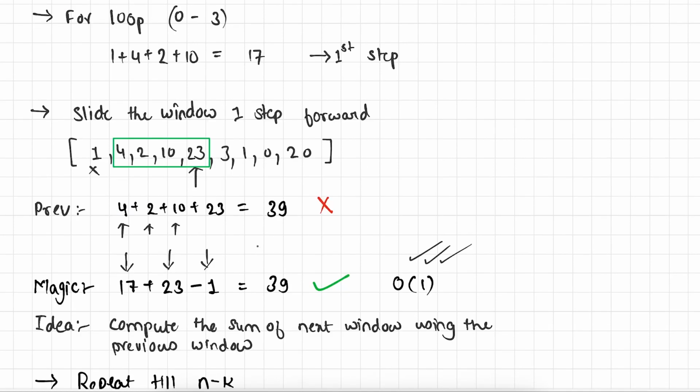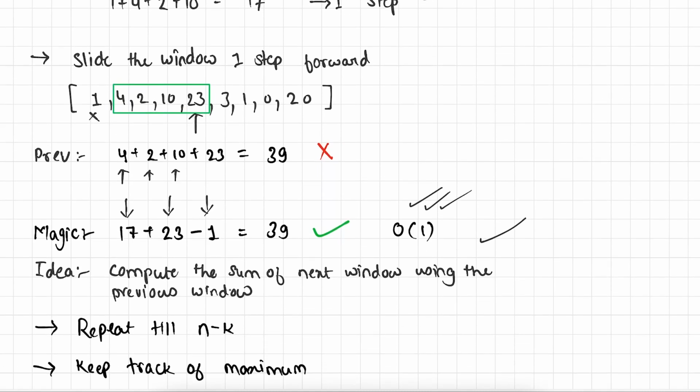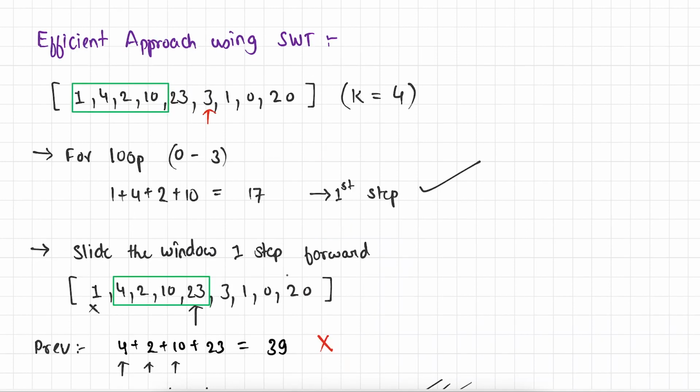So the idea is pretty simple. First compute the sum of the first k elements and then slide the window towards the right by one step and then compute the sum of the next window using the computation of the previous window. This is it. And then we are going to repeat the same step for all the elements till n minus k. And while doing this, we keep track of the maximum sum we have found so far. So this is the entire approach to solve this problem using the sliding window technique.